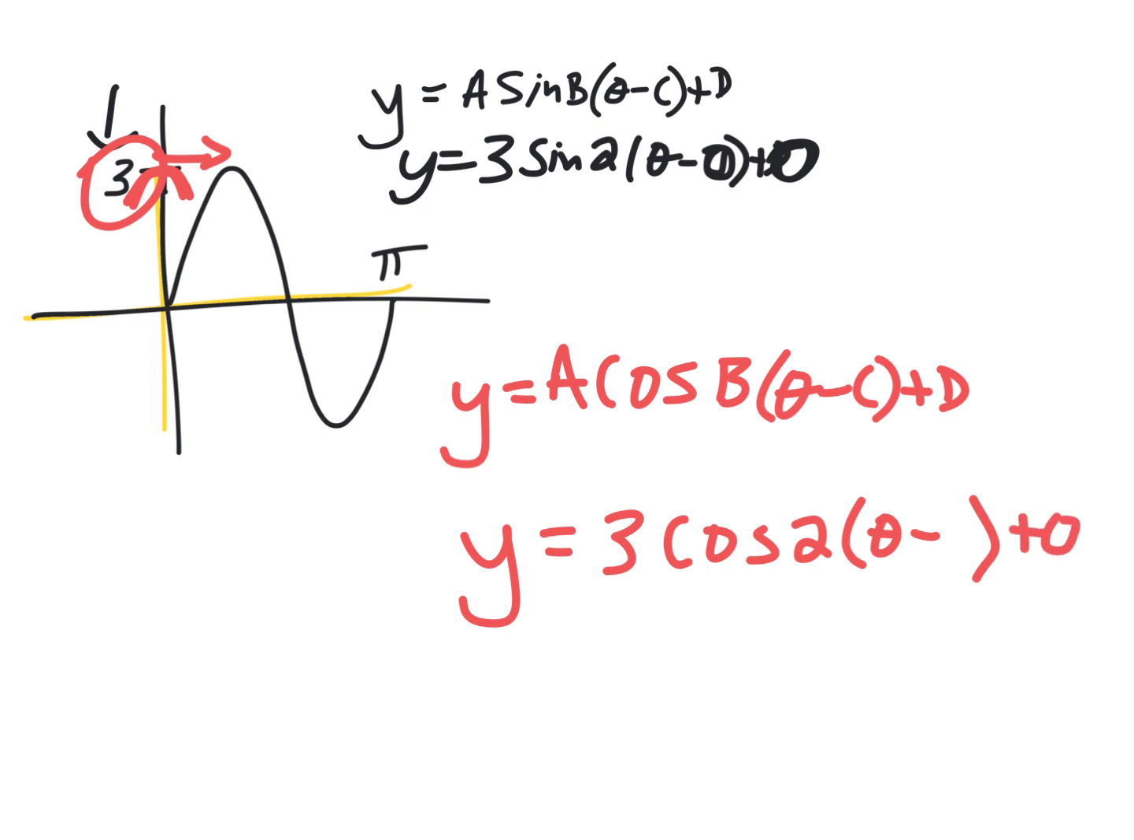How far is that? Well, remember me saying I think this is a good technique. You go halfway. What's half of pi? Pi over 2. And then you go halfway again. What's half of pi over 2? Pi over 4, and that's how far it was shifted. Pi over 4.